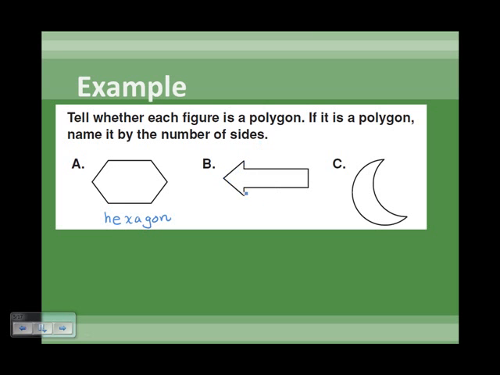Here's another closed plane figure that is made up of line segments. So we got 1, 2, 3, 4, 5, 6, 7. So this is a heptagon. And this is not a polygon because it is not made up of line segments. It has a curve here. So it's not even a polygon, so we cannot name it.